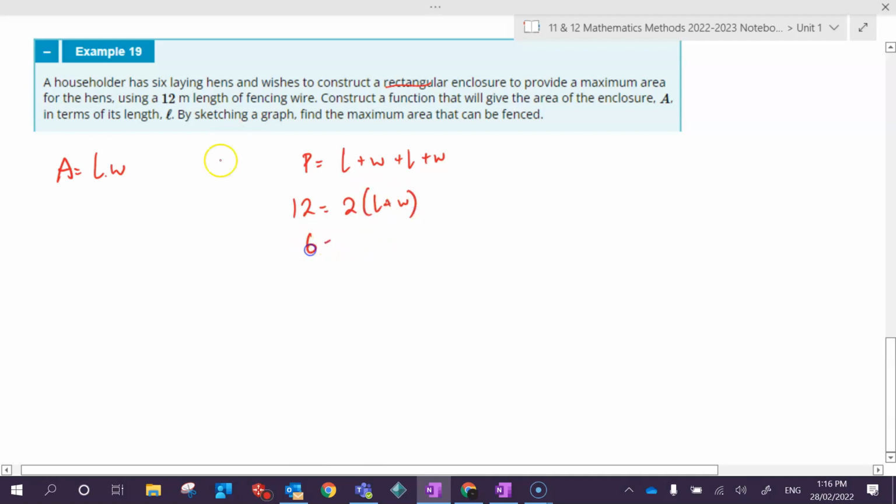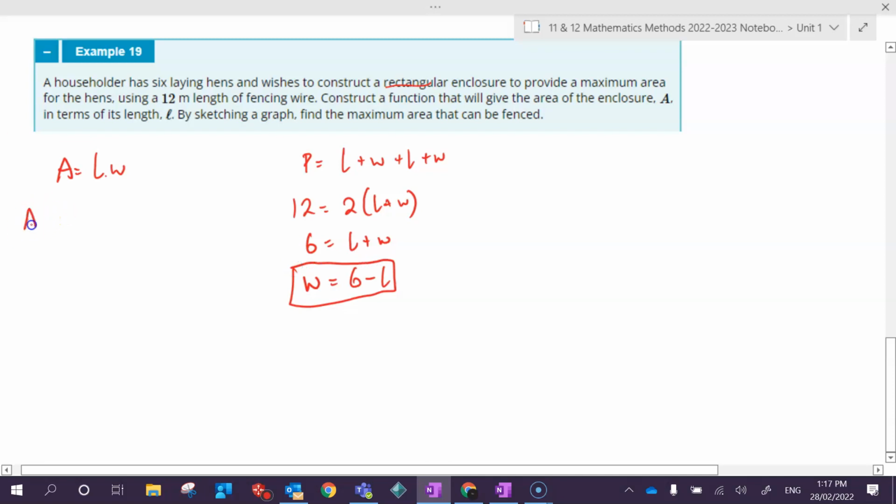I can simplify this, get 6 is equal to the length plus the width. When we're dealing with all of these questions, the aim is to get one variable. See, we've got 2 variables, length and width. We want to get down to one variable. So I'm going to let width equal 6 minus the length. Just subtracted L from each side. And I've got the width is whatever I get when I take away the length from 6.